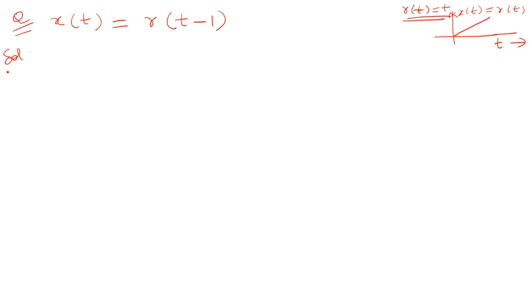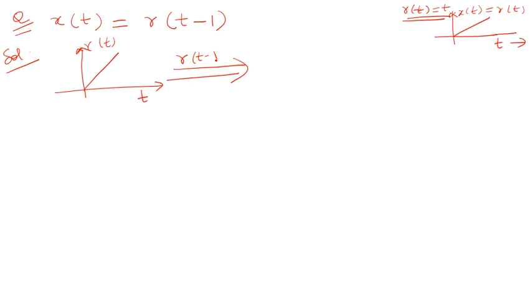Now coming back to the problem, we have to draw the waveform of r(t minus 1). Since we already know the waveform for r(t), we can very easily plot the waveform for r(t minus 1) just by shifting this waveform to the right hand side.